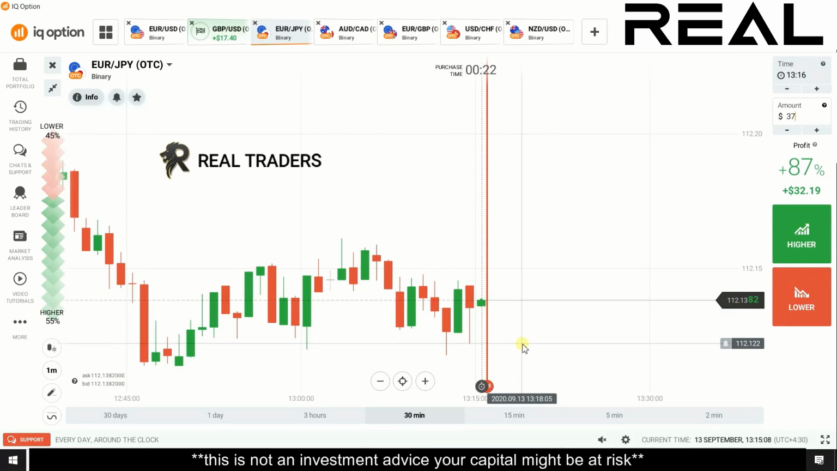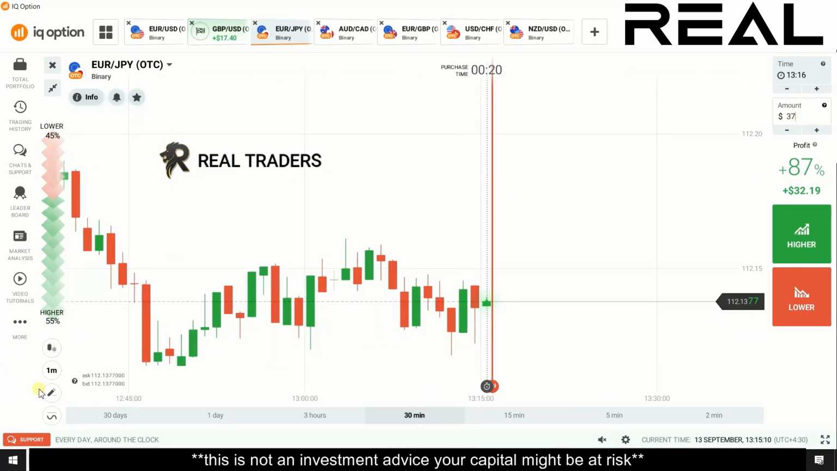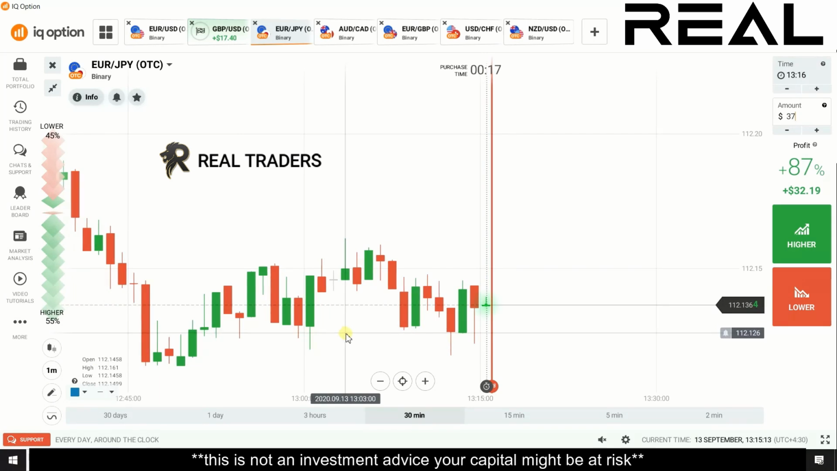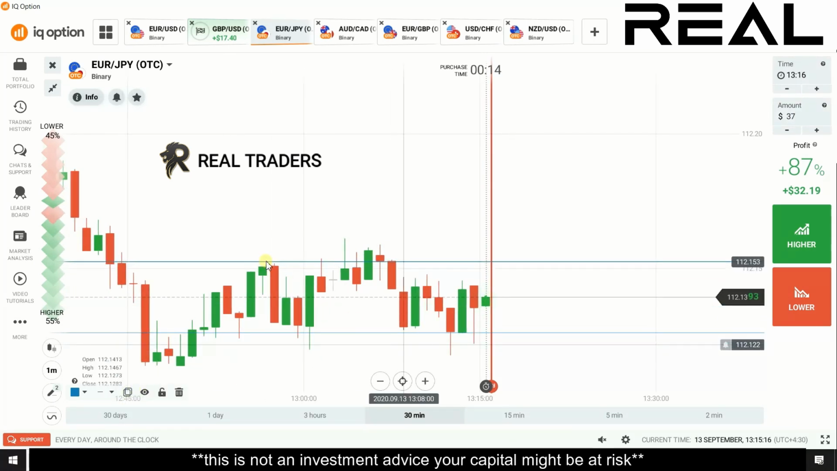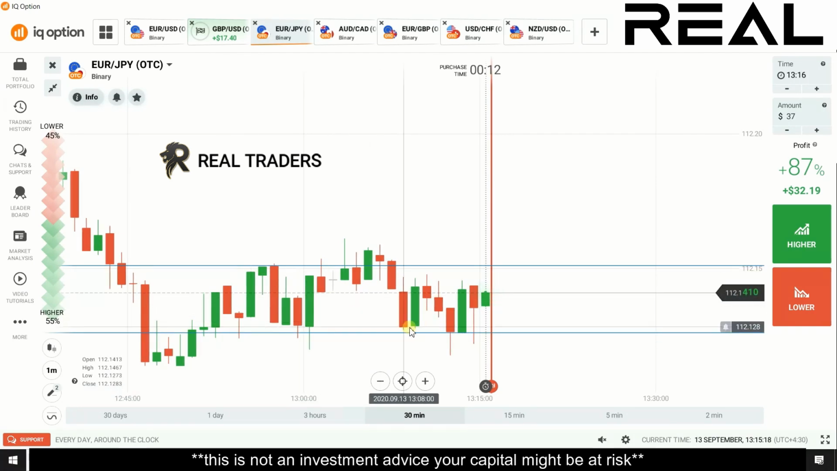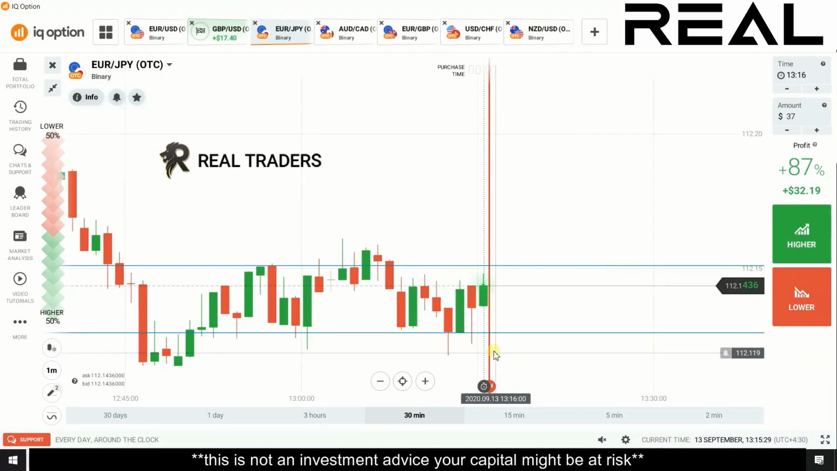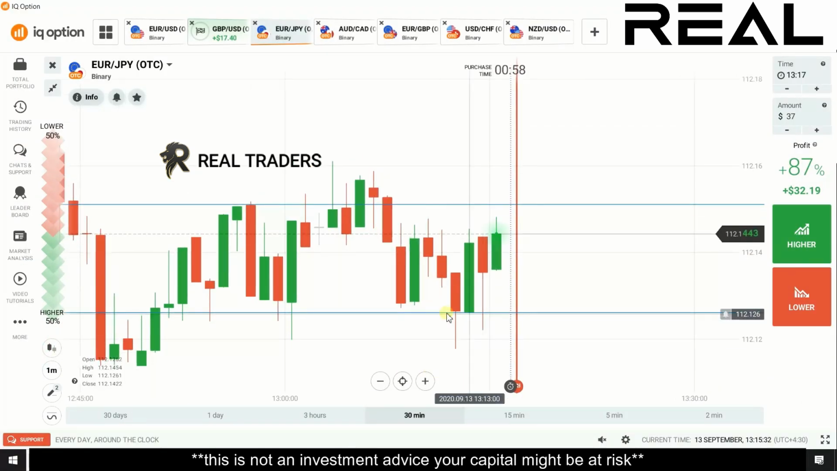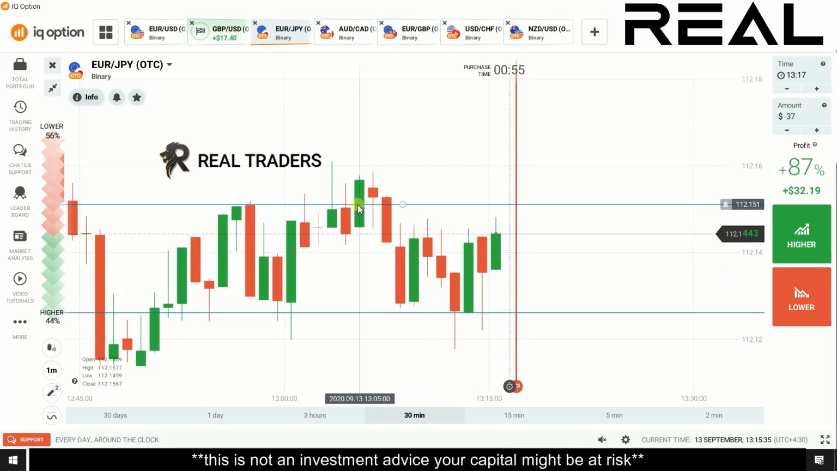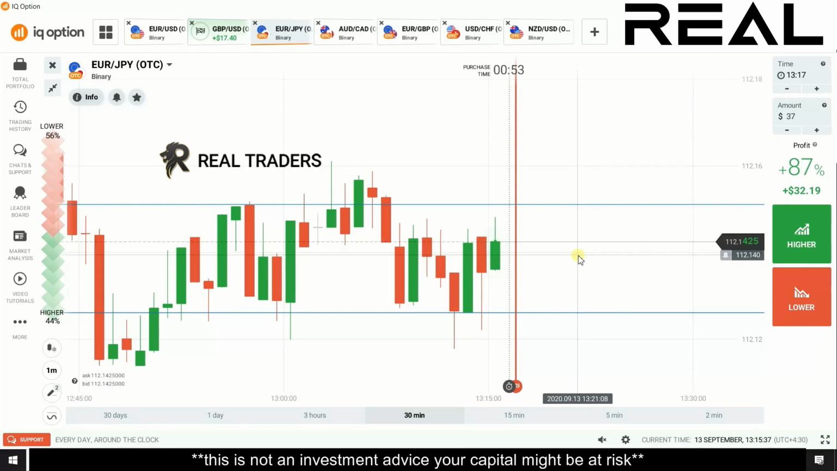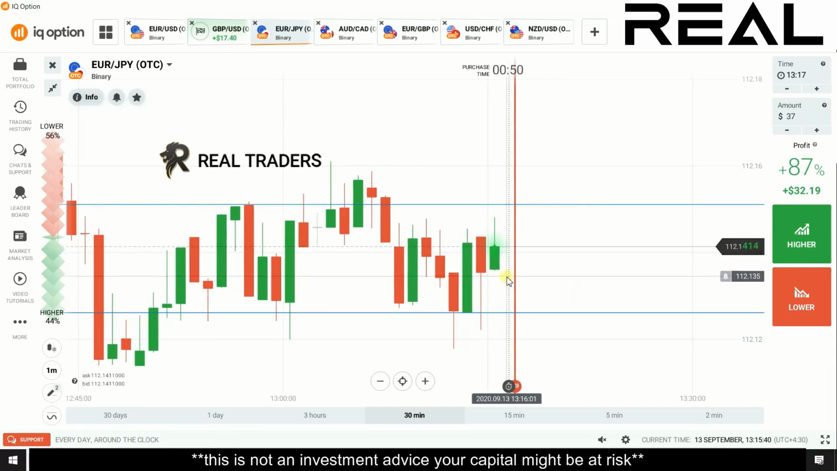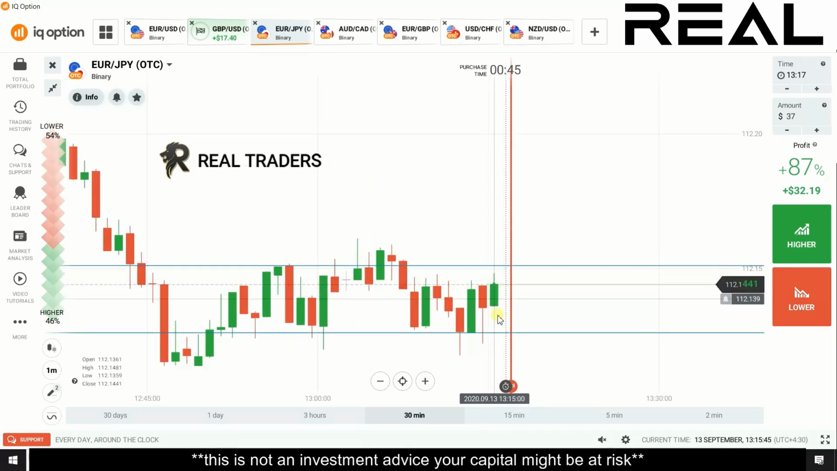Okay, here this is a ranging market. You can see the market is moving in this range. So the market is moving in this range. It is not a trendy market, it is a ranging market. Okay, so let's wait for this candle to close. You can see between these two levels the market is going, so it's a ranging market. Okay, let's see what will happen.